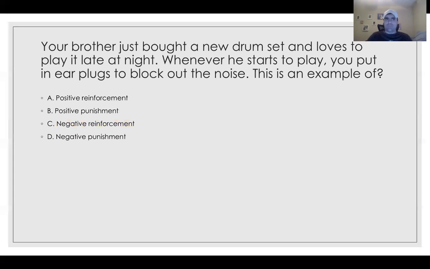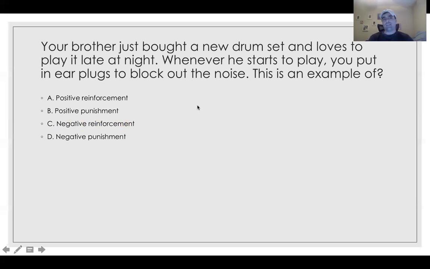It's no big deal. Your brother just bought a new drum set and loves to play it late at night. Whenever he starts to play, you put in earplugs to block out the noise. This is an example of, all right, this is similar to that mosquito question, right? I like these type of questions, okay? Because it shows if you're starting to understand these basics.